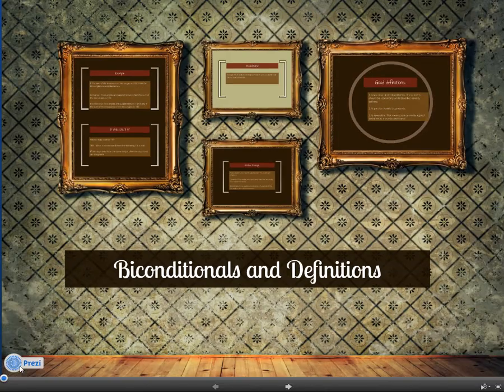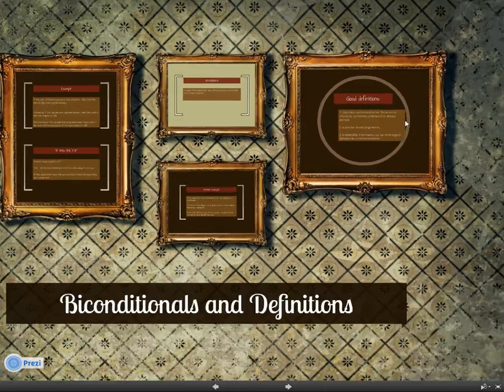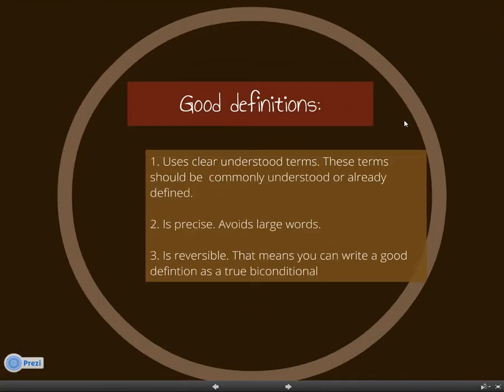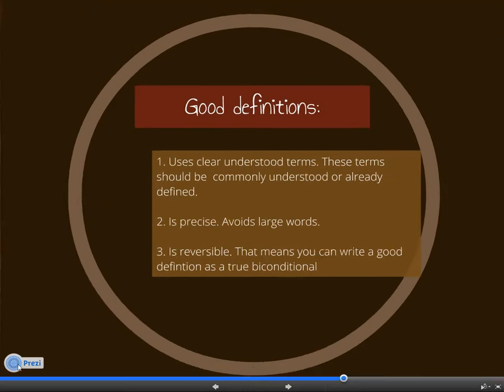Okay? And then we have something called good definitions, and this is what you're going to be using to determine if the converse and the conditional are true. A good definition uses clear, understood terms. These terms should be commonly understood or already defined. It's precise, it avoids any large words, and it can be reversible. That means you can write a good definition as a true biconditional.